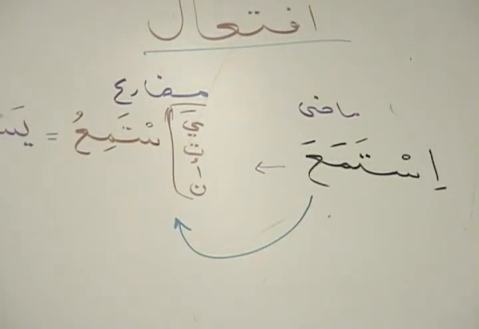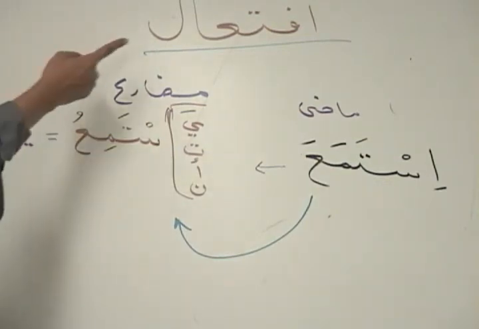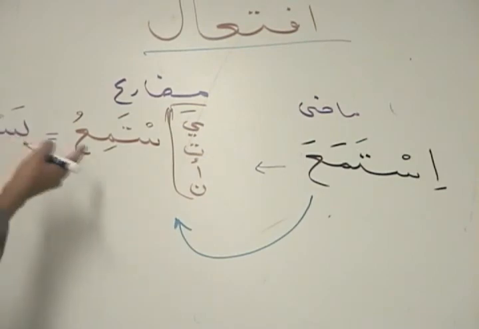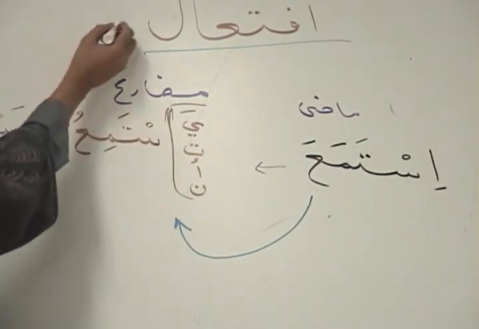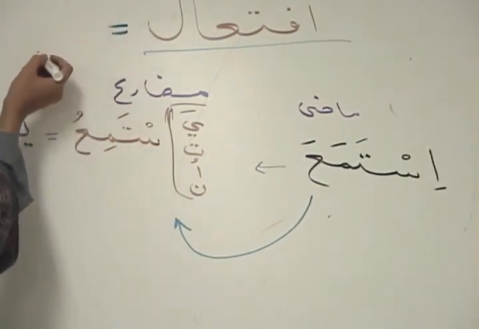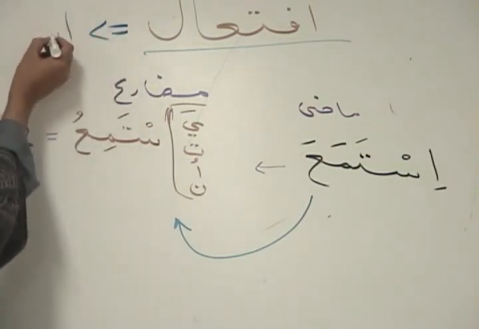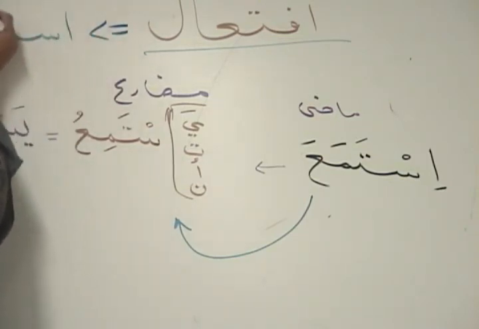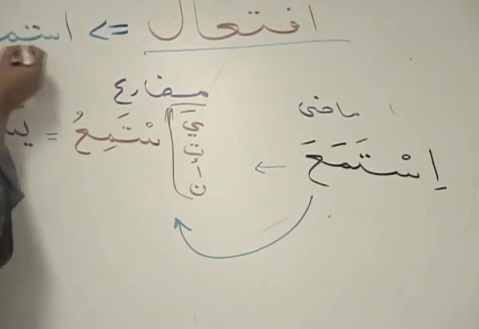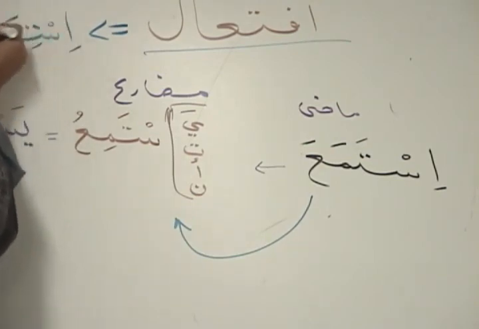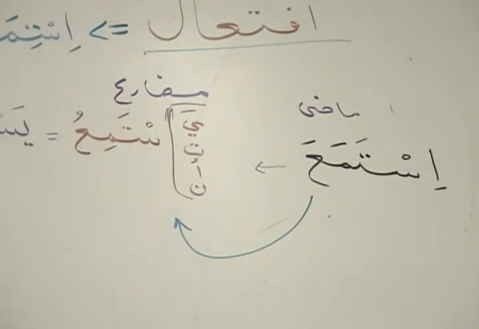So if you know this, these 4 steps you can apply to any mazid. And after this, you know that masdar is ifti'al. So how would it be from istama'a? What would be the masdar? It would be استمع, no, استماع, ifti'al, right? It would be istima', right?